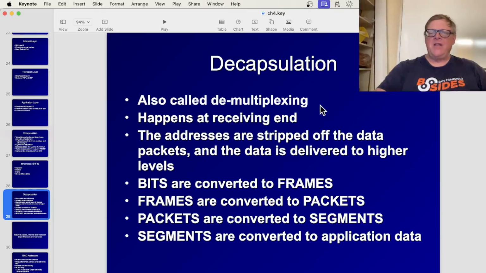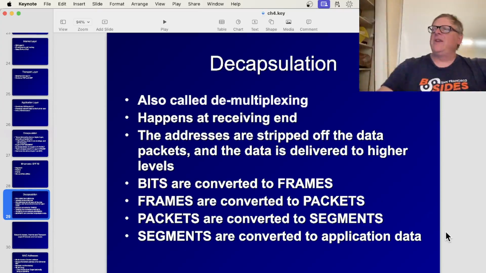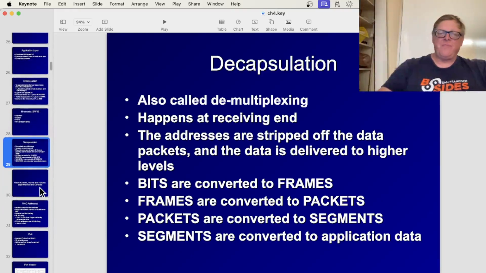So you can call it decapsulation at the receiving end. You receive bits. You then convert them to frames. You strip the MAC address off the frames, and inside there you find packets with IP addresses. You take those packets and convert them to segments. Then you combine the segments to build the data, using the numbers in them to correctly put them in the right order and request retransmission of the ones that are missing.